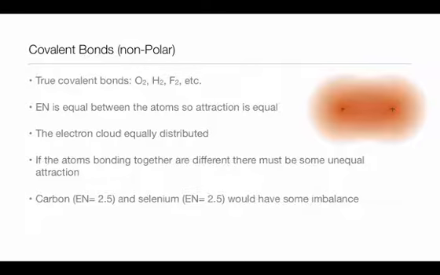An example of something that's going to be really close to being a pure covalent bond is carbon with an electronegativity of 2.5 and selenium with electronegativity of 2.5. Since they are not exactly the same element, there is going to have to be some imbalance in the attraction between the electrons. Even though they both have electronegativity values the same, there's going to be the very slightest variation, although we could probably consider that to be a nonpolar covalent bond.